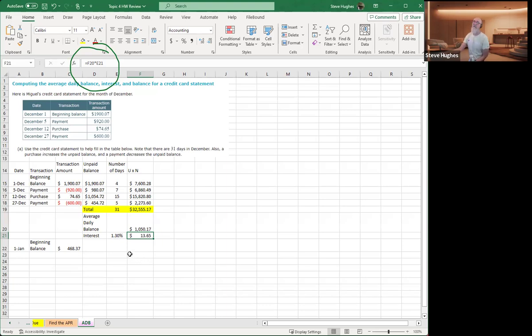And the last question being asked is, what is my new balance? Click here on cell C22, and you can see it is D18. Where's D18? That's my ending balance right there, my ending unpaid balance plus F21. What is F21? My interest that I had to pay on that average daily balance. And that is it, everybody. You have now answered all of the questions required for this.